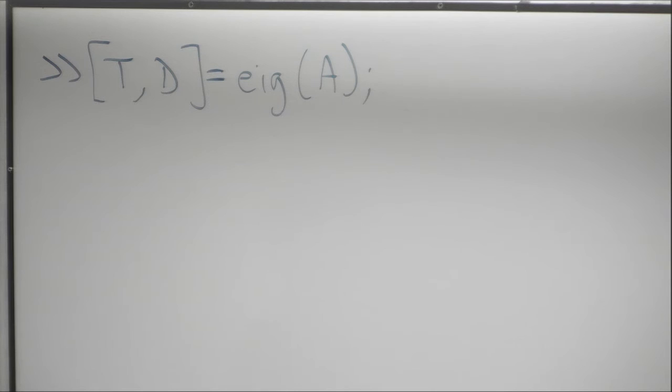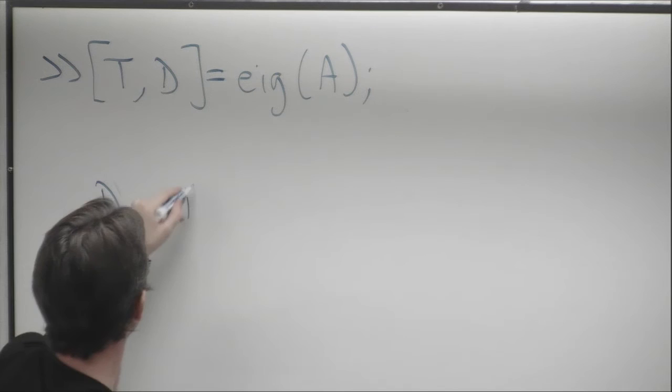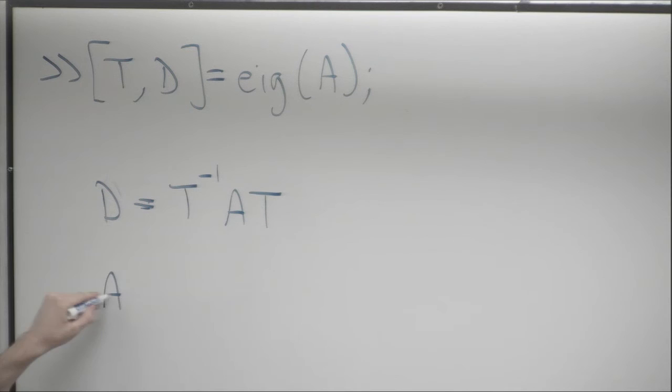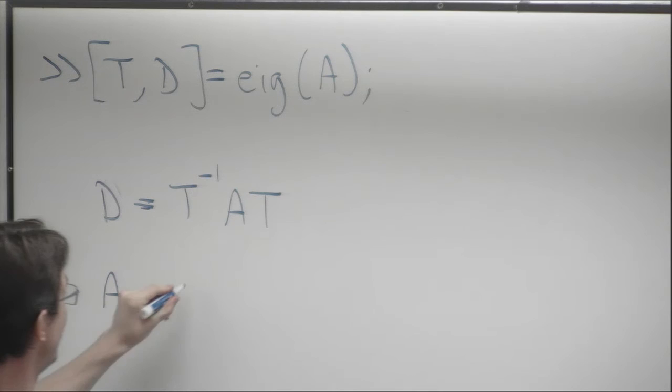Okay? Something interesting I want you to think about is, if D equals T inverse A T, then what does A equal? Well, I left multiply by T, and I right multiply by T inverse. So it's T D T inverse.